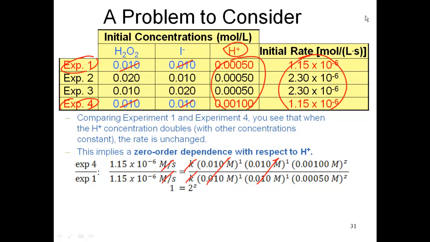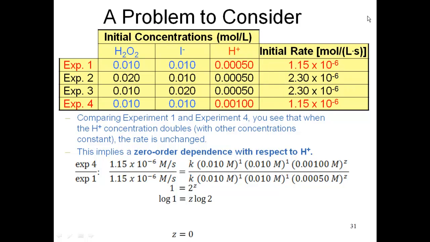Okay, well the only way that that can be true is that Z has to be 0, but we can do it by logs. Log of 1 equals Z log of 2, which gets me Z is equal to 0. Now at any one point in time I didn't have to get the other reactants to cancel out. Once I knew the order, I didn't have to get them to cancel. However, it simplifies the math. It's a lot easier to go ahead and cancel them out. That way it's less math as you work through your problem.